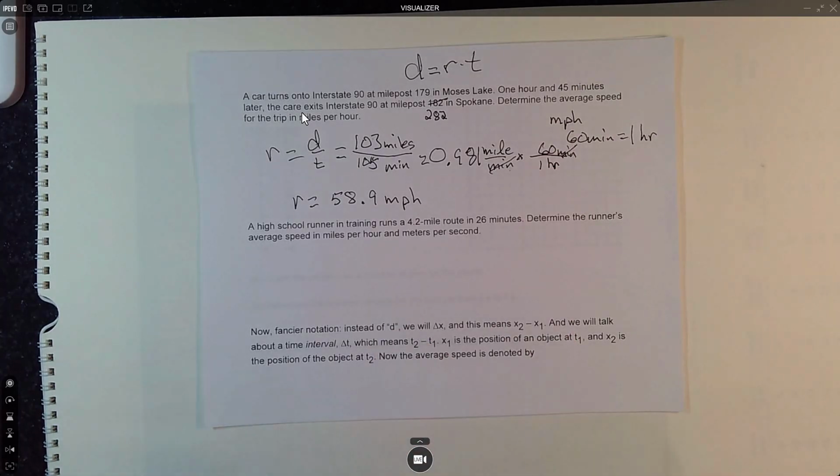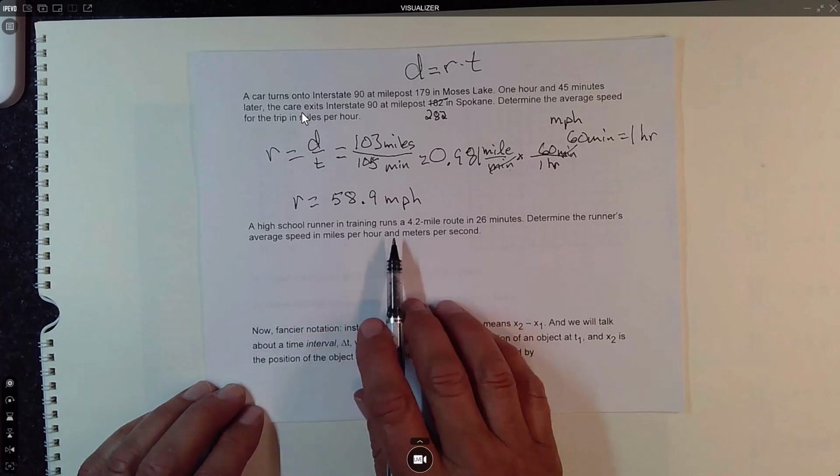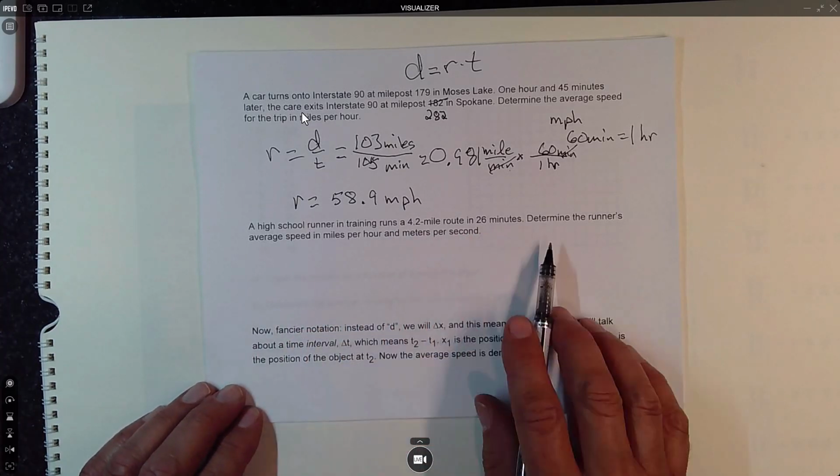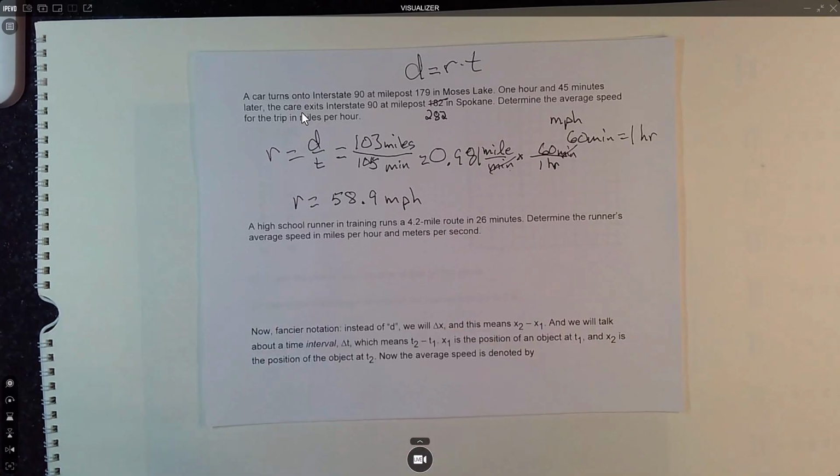Let's try another one. A high school runner in training runs a 4.2 mile route in 26 minutes. Determine the runner's average speed in miles per hour and meters per second.